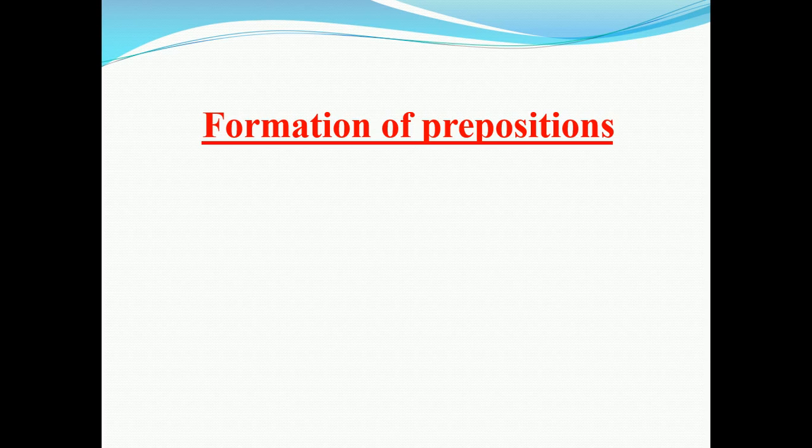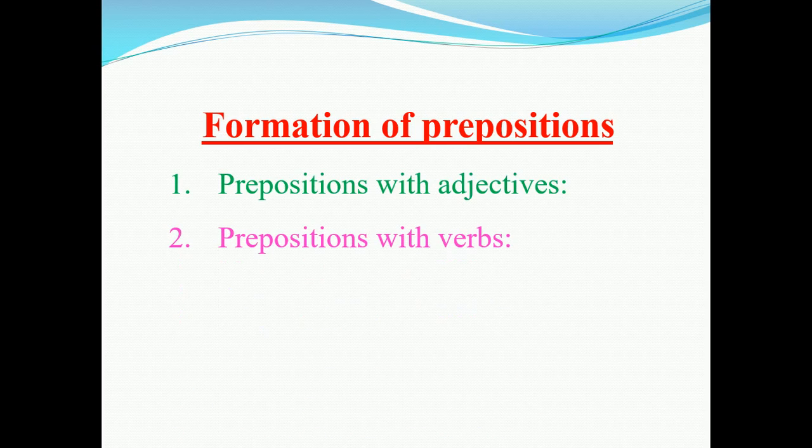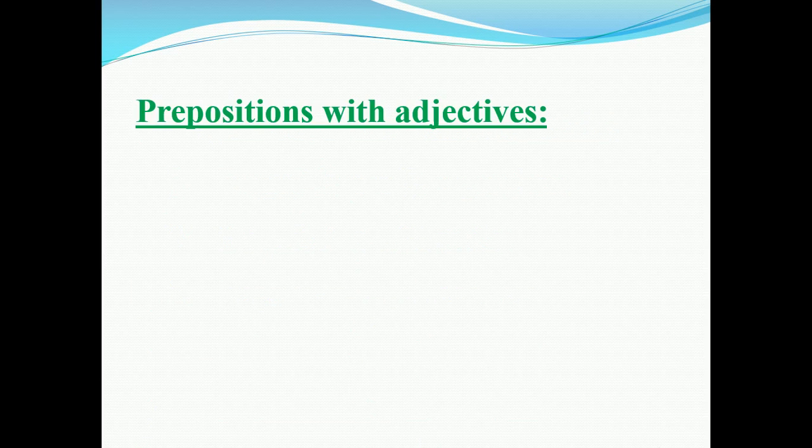In the case of the formation of prepositions, there are three different ways by which the formation of prepositions takes place. First one, prepositions with adjectives. Second one, prepositions with verbs. And third one, prepositions with nouns. So in today's class, we are going to discuss the first point, that is prepositions with adjectives. Let's move to the class.